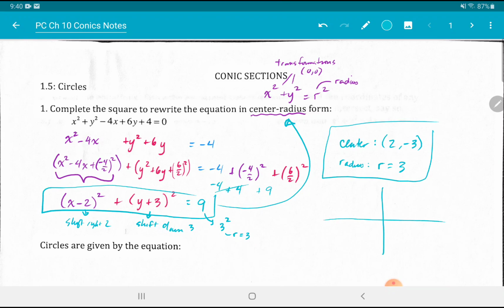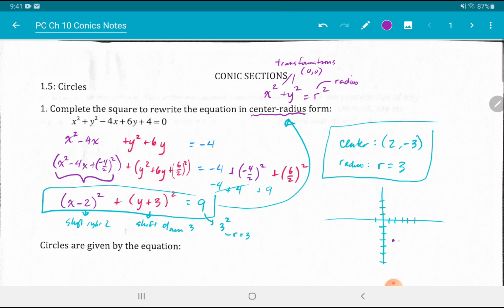When you draw your circle, we're going to label 2 and negative 3. And I'm going to go a little bit further as well because I am accounting for my radius, in which I have to go up, down, left, and right from my center. I see that my center is at 2, negative 3, so I go over to 2, negative 3 and put a point. Since this is my center, from here, I should go 3 in all directions.